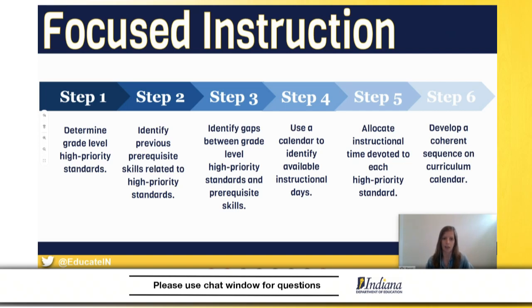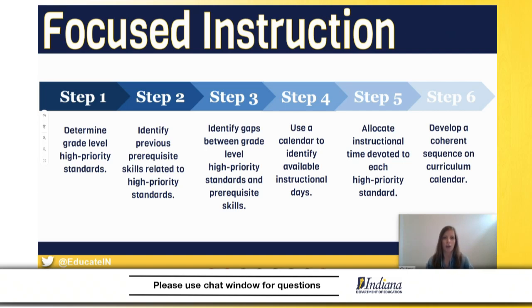When you look at this slide, you'll see really where we're going with this. You see that there's 6 steps. So the first 3 really revolve around the identification of high priority standards. In step 1, you're going to determine these high priority standards. Some people call them power standards, essential standards, high priority standards. They have about 100 different names. It's all the same idea, though, the most critical skills.